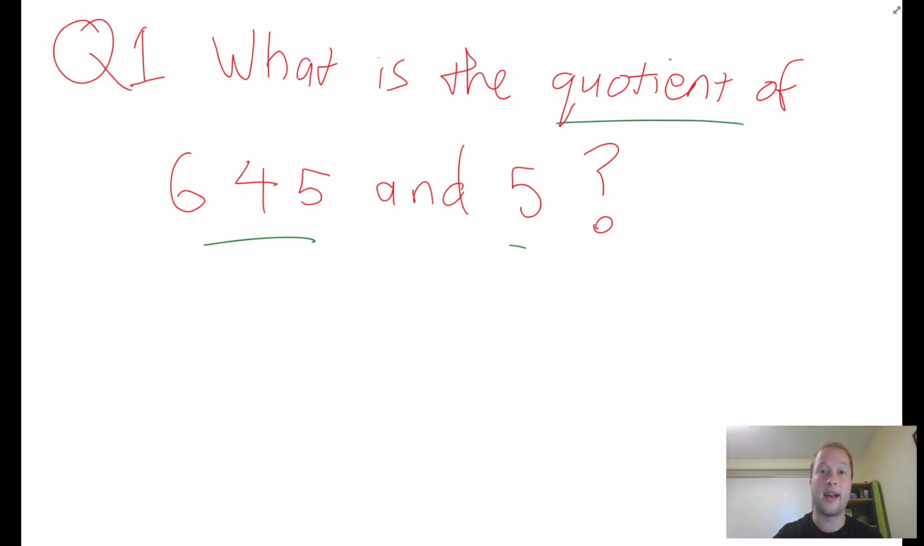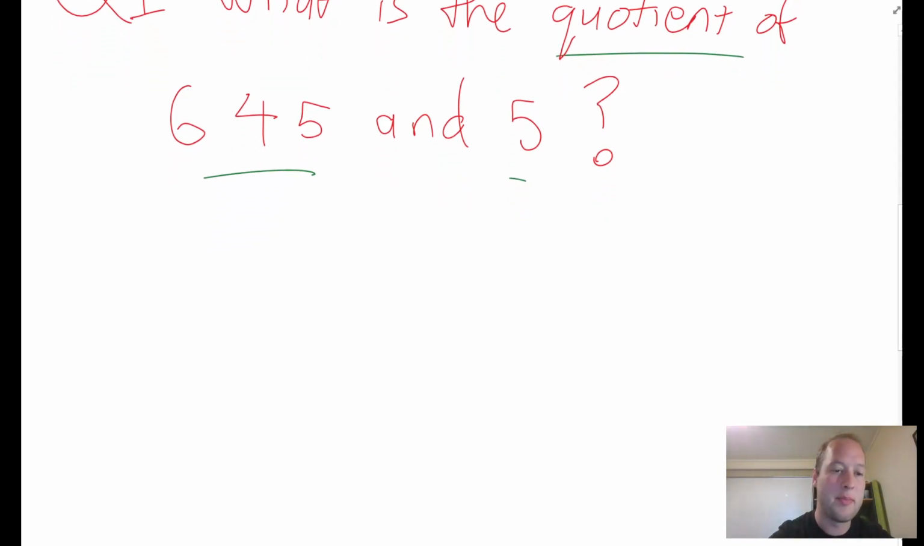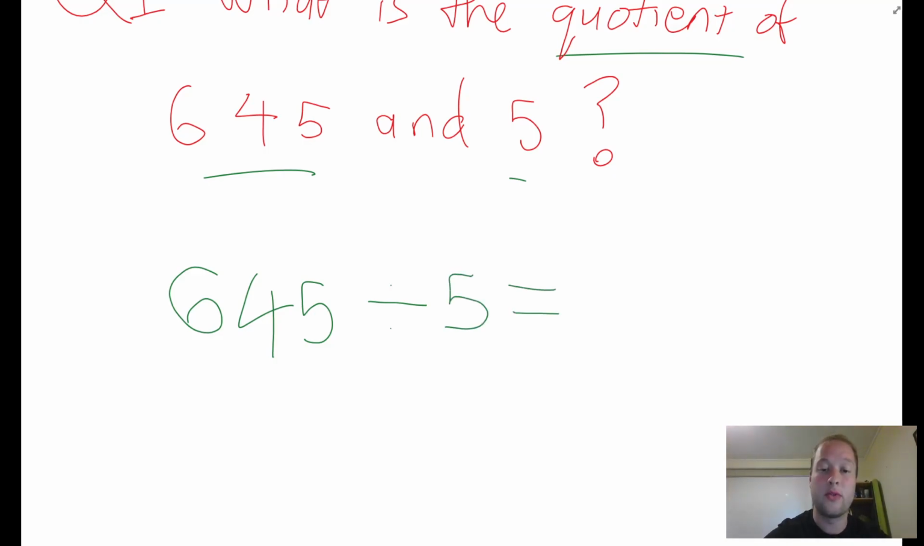So if we're going to write this out in a number sentence, I'm going to write with my finger rather than my pen. 645 divided by 5 equals the quotient. So the dividend divided by the divisor will equal the quotient. That's what these words mean. So that's what our question is.